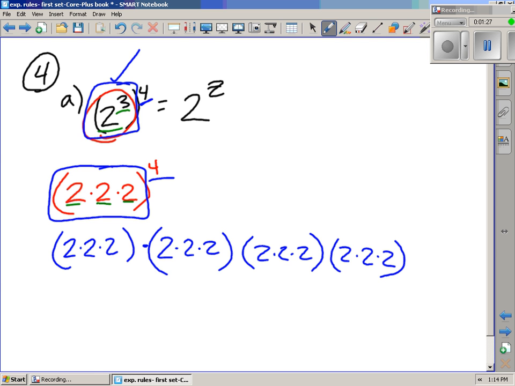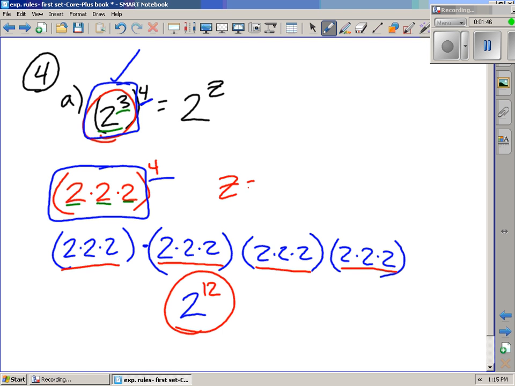Now let's total how many bases of 2 we have. If we use 2 as our base, let's count out how many we have. So we have 3, 6, 9, we have 12. So 2 to the third power to the fourth power is the same as 2 to the 12th power. So z is equal to 12.